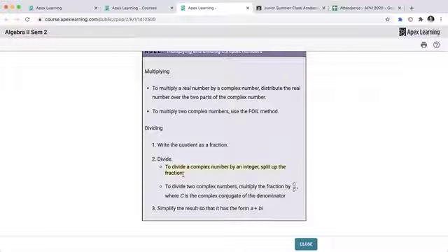And then in both of these cases, we simplified the result so that it was in the form a plus or minus bi. Again, be really careful that when you're writing these complex numbers, it is in the form a plus bi.